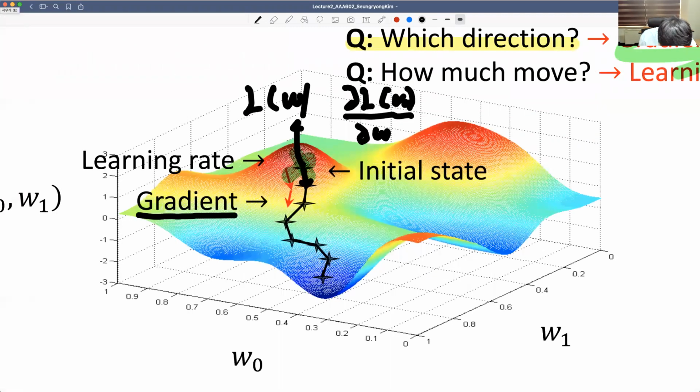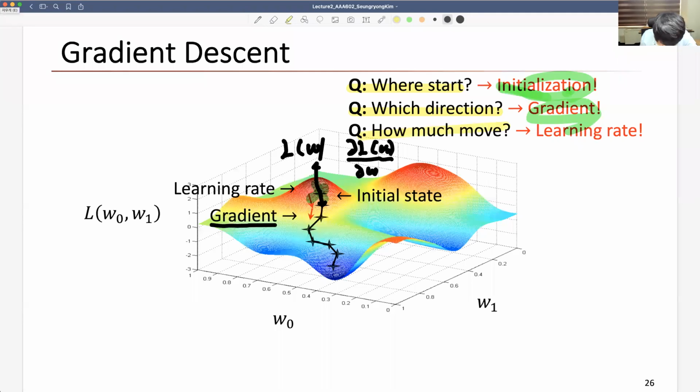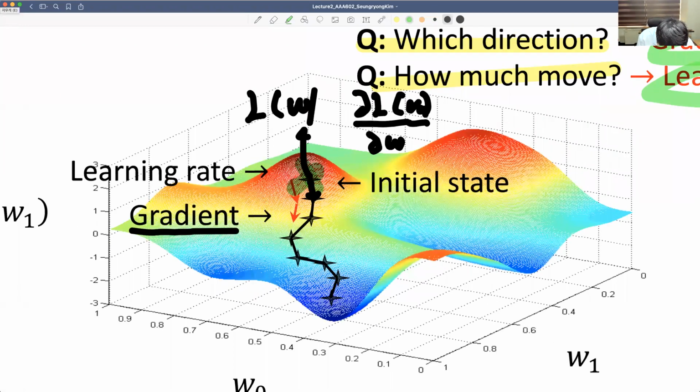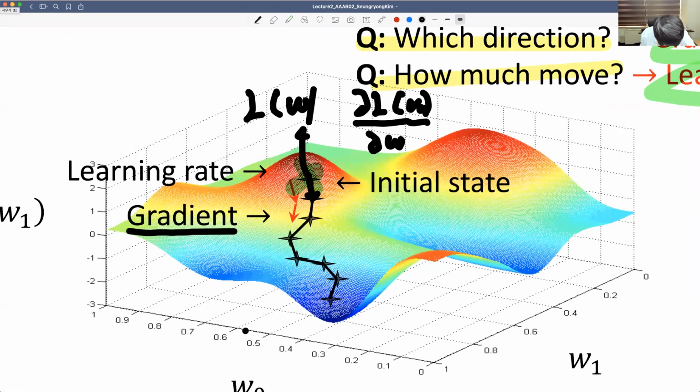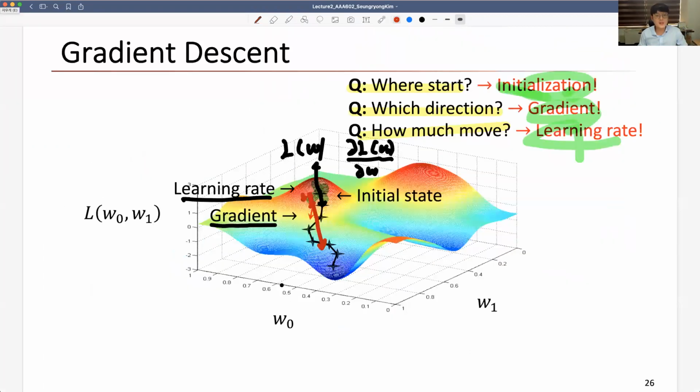Then the last question is, how much do we move? Which is related to the learning rate. As you can see here, this learning rate determines the magnitude of the movement. So we can move this direction, something like this, or something like this, or very small, something like this, right? By adjusting this learning rate, we can determine the step size of each iteration, right? So this is the gradient descent algorithm.